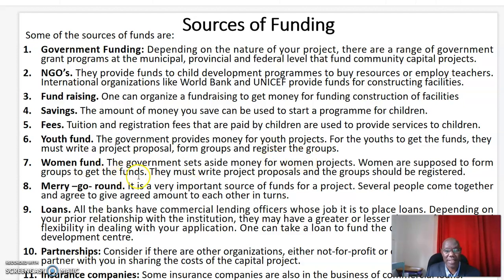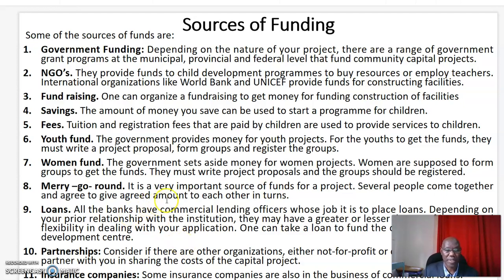Women funds. The government also sets aside money for women projects. Women are supposed to form groups to get the funds. They may also be able to write project proposals, which are then registered to enable them to get funding.